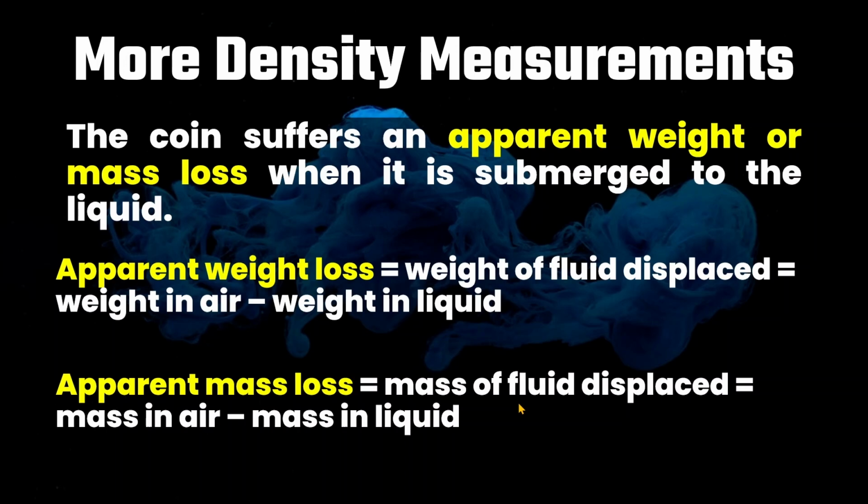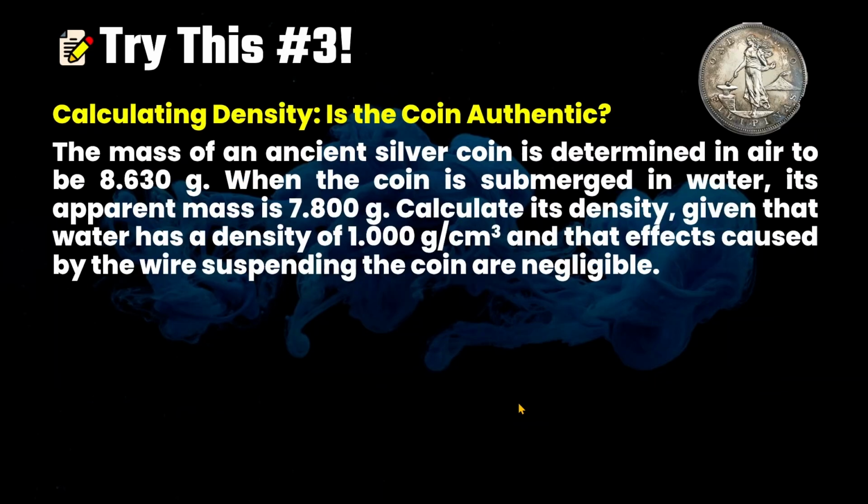Apparent weight loss is equal to the weight of the fluid displaced, which is simply the difference between the weight in air, if that coin is measured in air, minus the weight in liquid, if that coin is measured in liquid. The same is true for apparent mass loss. This is also equivalent to the mass of fluid displaced. Again, the units are different, but they are essentially the same. Mass in air minus mass in liquid. We can use this idea to tell if an object or a coin is authentically made from a particular material.